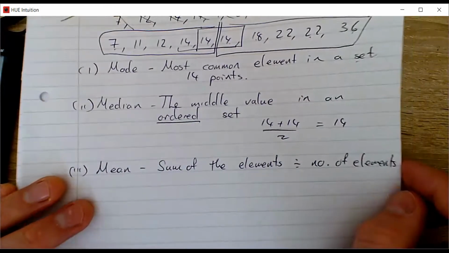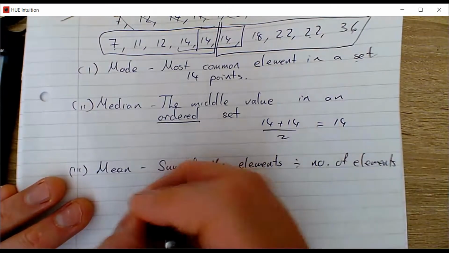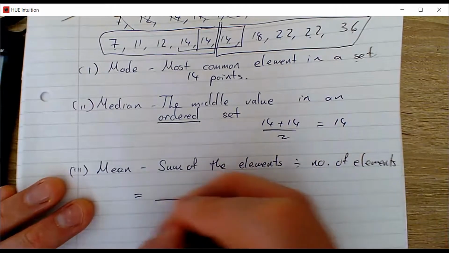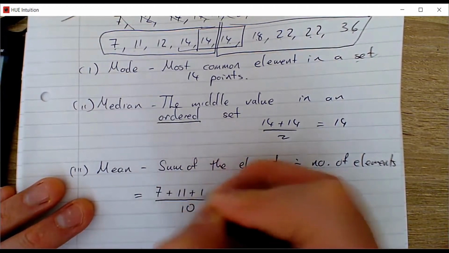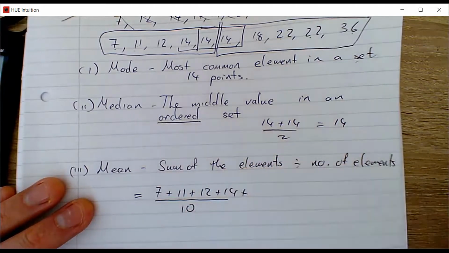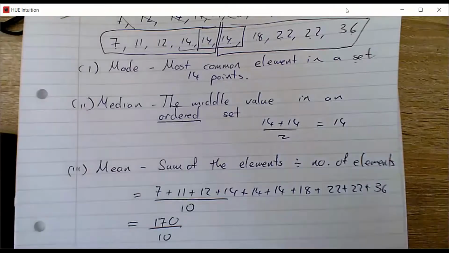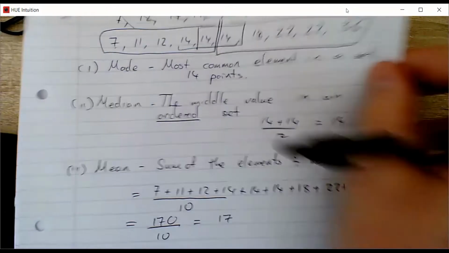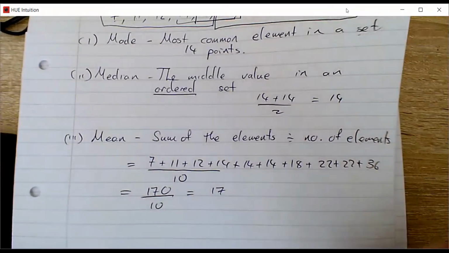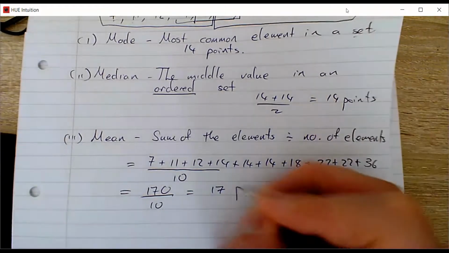The mean is the one you're used to maybe the most, which is add them all together, divide by the number of numbers you have. So the sum of the elements divided by the number of elements. So we're going to be dividing by 10 here, and it's 7 plus 11 plus 12 plus 14 plus, which is 170 divided by 10. 17 points is the mean. So these are the three different averages. You can see 14 points, 14 points, and 17 points.